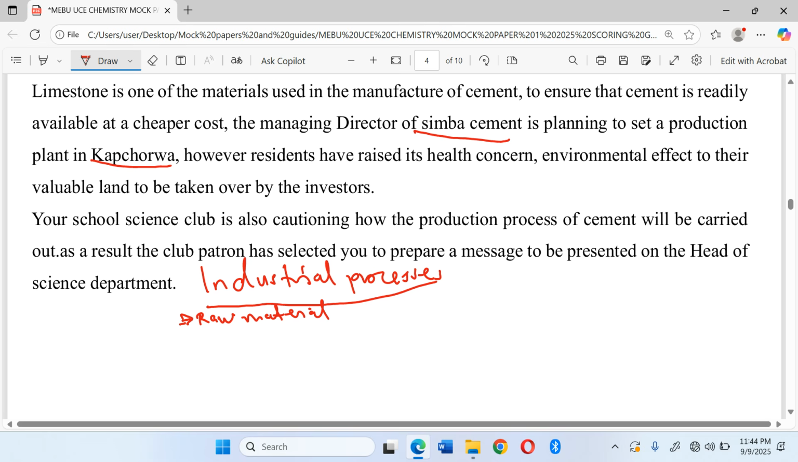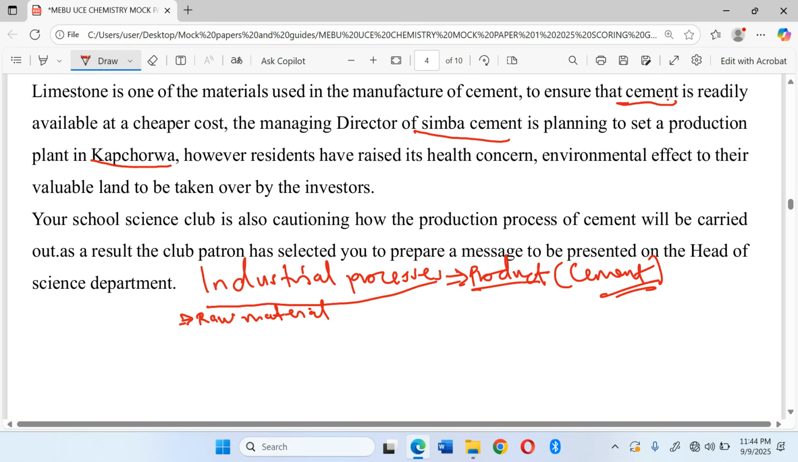And before you know the raw material, you need to be knowing what? The product. So when you read the scenario very well, you'll be able to know the product. In this case, limestone is one of the materials used in manufacture of cement. If you see, to ensure that cement is readily available, you can see that what we want is manufacture of cement. So our product here that we want to manufacture is what? Cement. So if we want to manufacture cement, then we also need to know the raw material.